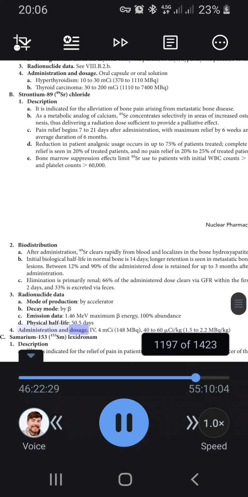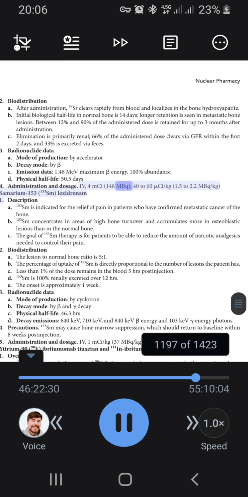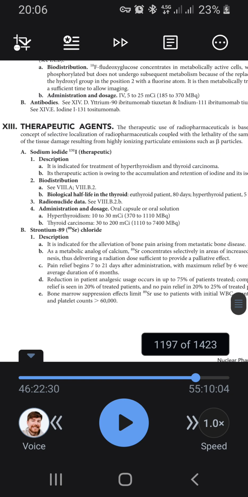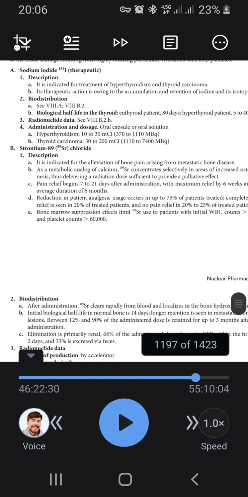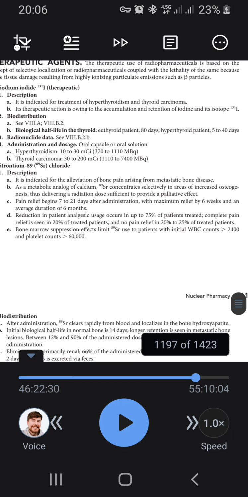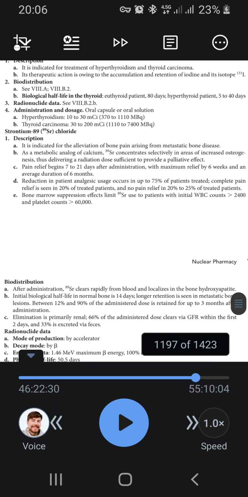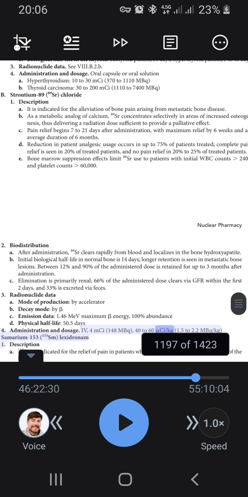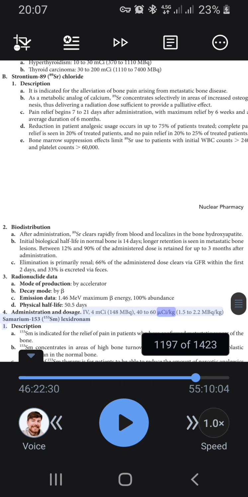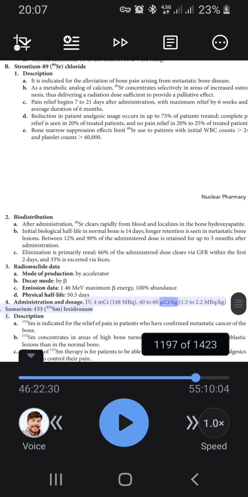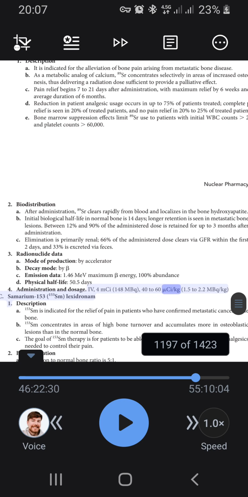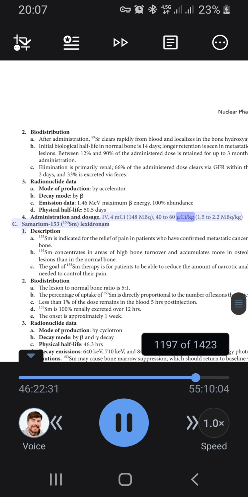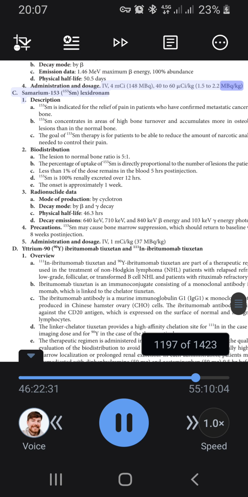4. Administration and dosage. IV, 4 mCi, 148 MBq. It is 60 uCi/kg, 1.5 to 2.2 MBq/kg. C. Samarium-153.